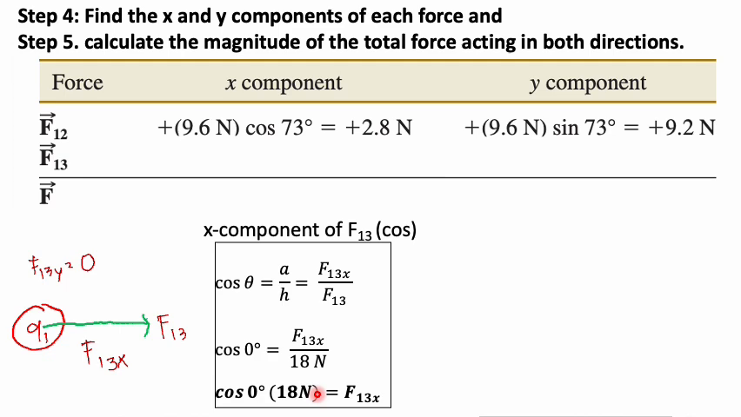Cosine 0. Ayan. So, cosine 0 is 1. 1 times 18 newton. So, the value of the x component on force 1,3 is 18 newton. Now, how about the y component? There is no y component here. So, we can just write 0 newton.